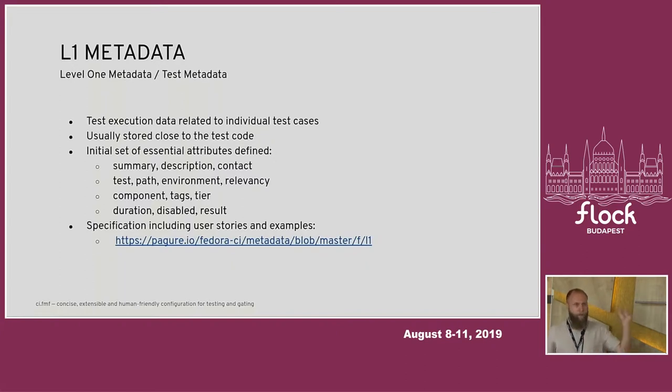So, in the Fedora CI slash metadata project on Pagure, we have proposed or defined for now a couple of attributes for this, like summary, description, contact, test path, environment. You've seen some of those in the examples. And for each of them, we have a nice short description, motivation, user stories, and examples, so that it's clear what this attribute should be used for.